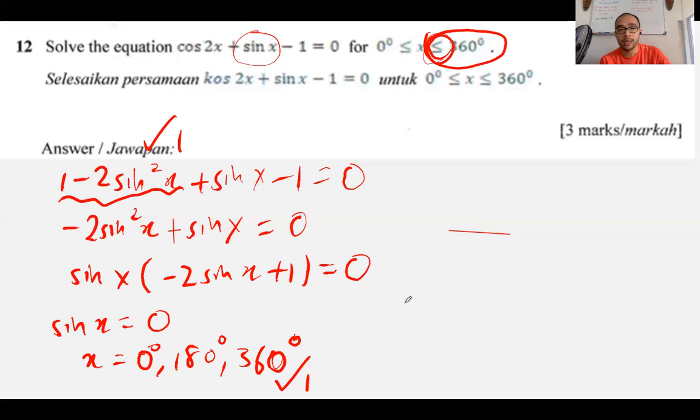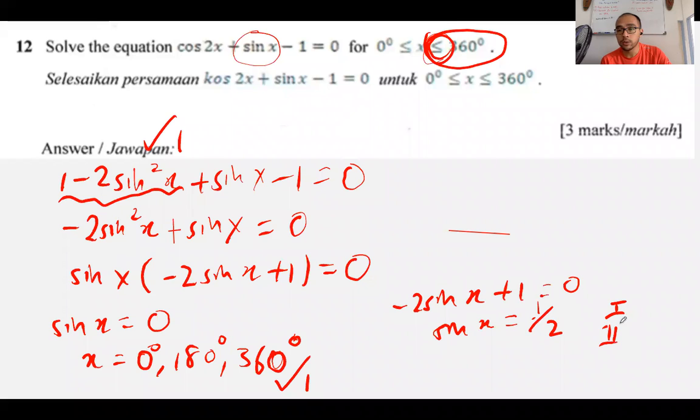So the next one is negative 2 sin x plus 1 equals to 0. So sin x equals to half. Sin positive, we're talking about quadrant 1 and quadrant 2. So the basic angle will be x equals to 30. So quadrant 1 is 30 degrees, quadrant 2 will be 150 degrees. This is 1 mark. So you must have all 5 answers to qualify for 3 marks.